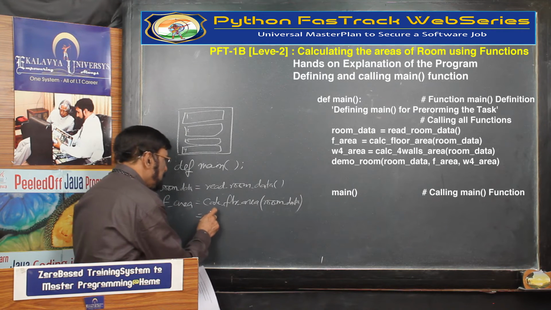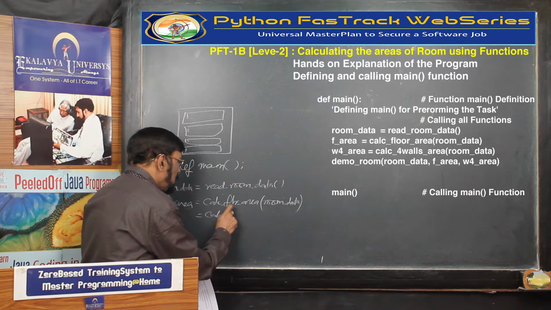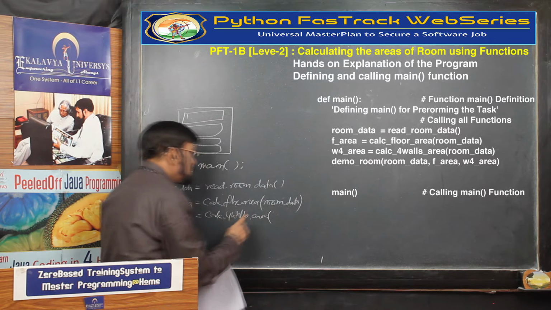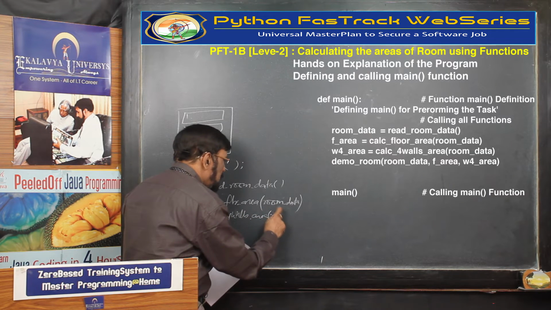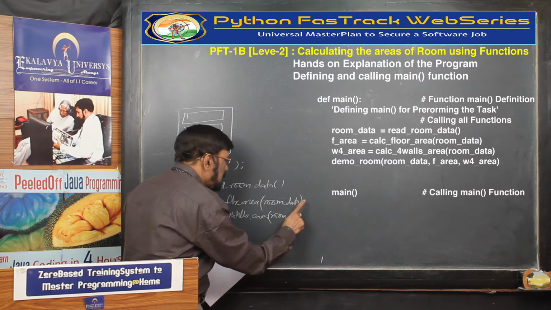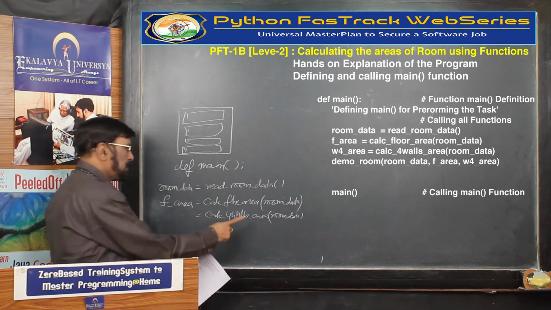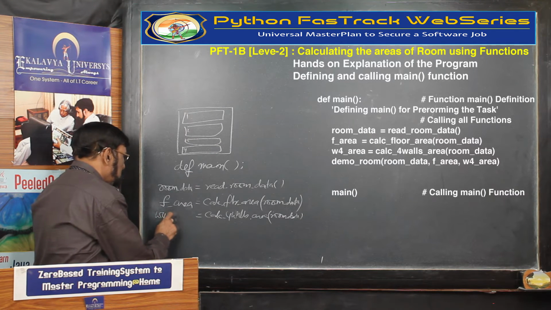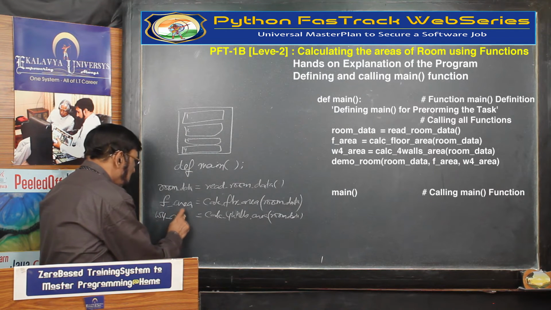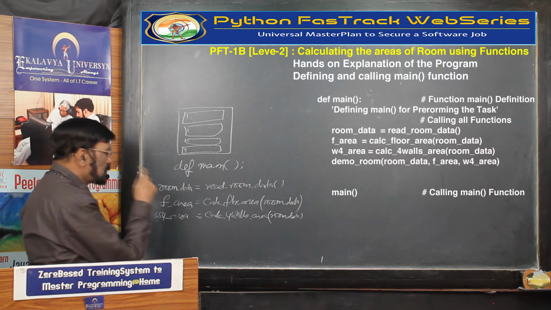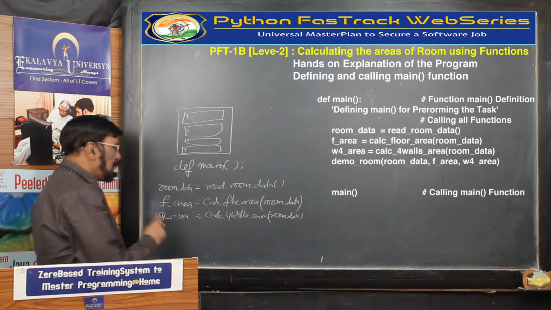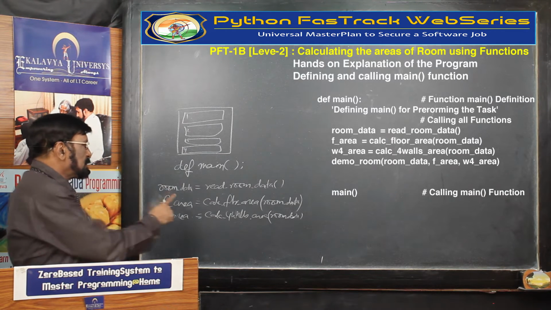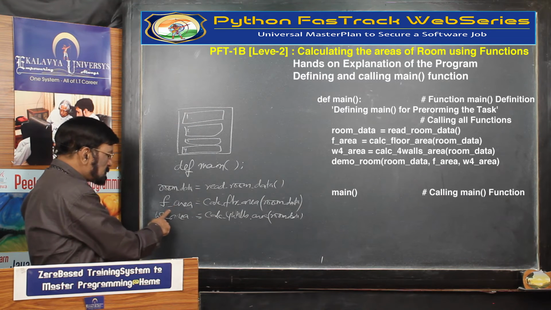Now third one is calculate four walls area. For this, what is to be passed? Again room data is to be passed, that we are passing. Then it returns a value. What is that? Walls area. That is shown in this. Thereafter, now demo room takes data but does not return anything. Here these two return values, that's why we are writing here.